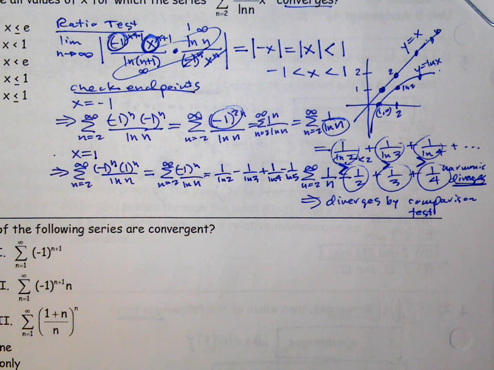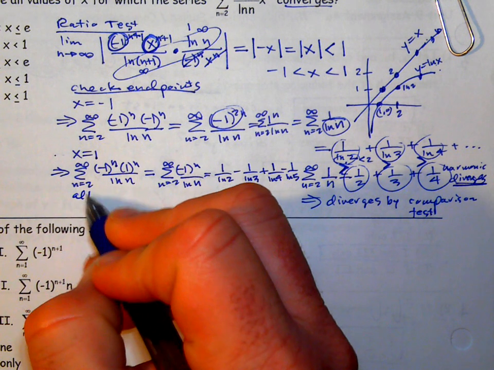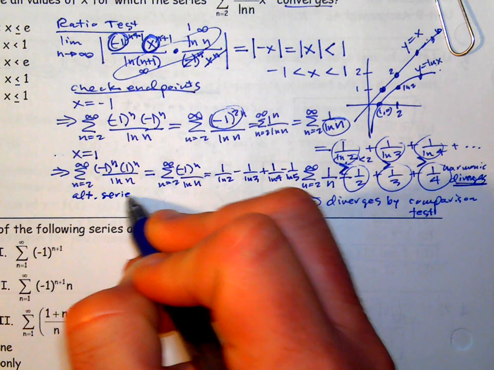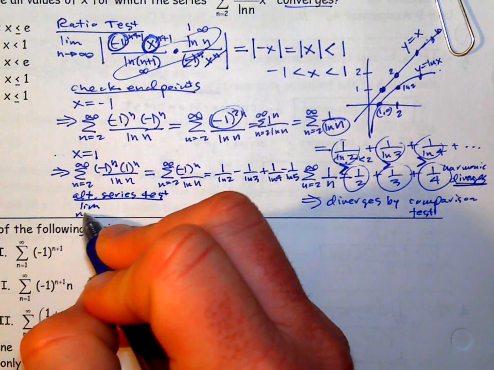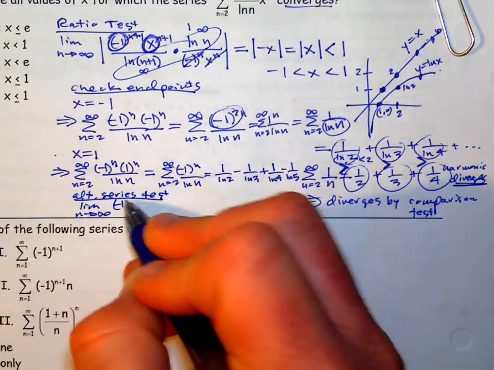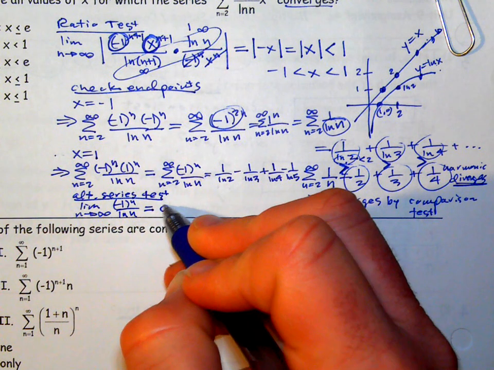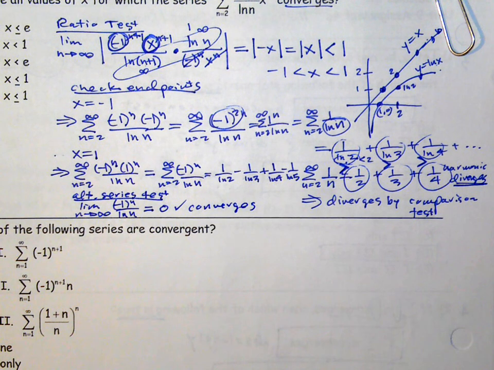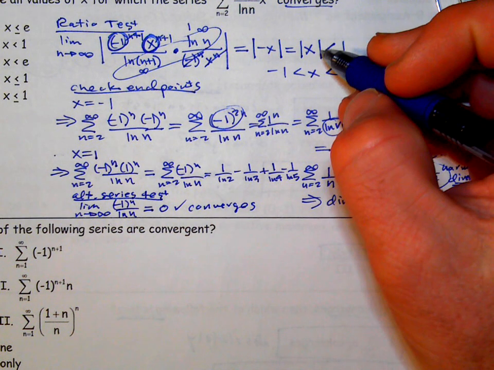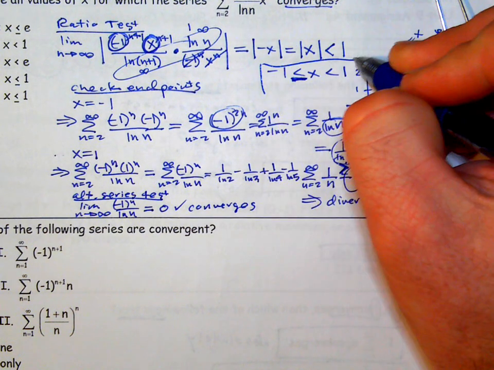I think you could probably try a comparison test to it, but I think the easiest thing to do here is the alternating series test. So name the test: limit as n goes to infinity of the nth term, and that's going to go to 0, which means it converges. Now, nth term test would be inconclusive, but this is the alternating series test. So if it's an alternating series and the terms go to 0, it converges for sure. So our final answer should not include 1, but it should include -1.